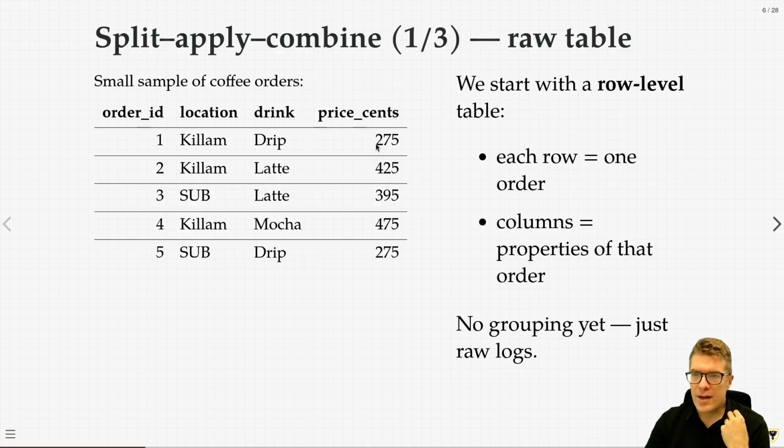So we're going to want a row level table. We will start with this anyway. Every row is an order, as you can see here, and columns are properties of that order. We previously described this sort of architecture of a table as a tidy table. All right, there's no grouping yet. It's just the raw logs.